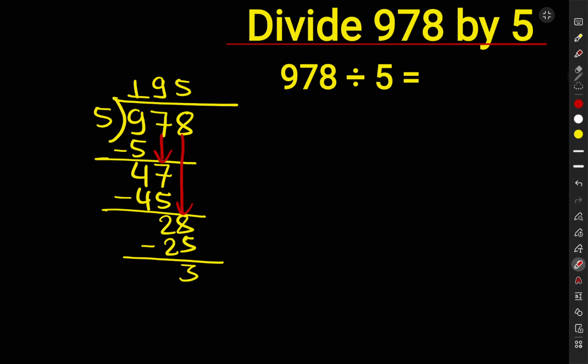So now we have no other number to put down. So we take a decimal here so that we put 0. So it is 30 and 5 times 6 is 30. On subtracting we get 0. So 978 divided by 5 is 195.6.